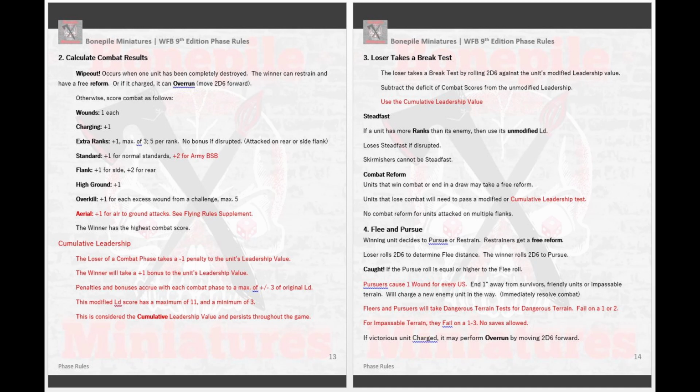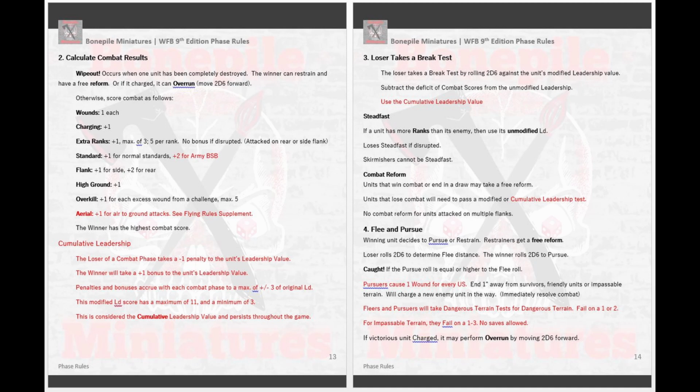Cumulative leadership has a maximum value of 11 and a minimum value of 3, and this is considered the cumulative leadership value, and it persists throughout the game. And so we came up with this rule to represent the ebb and flow of unit morale throughout combat. As units are victorious in battle, they gain more confidence and their courage grows. But also the opposite happens. As units consistently lose fights, they will be less courageous and more likely to break away from battle.